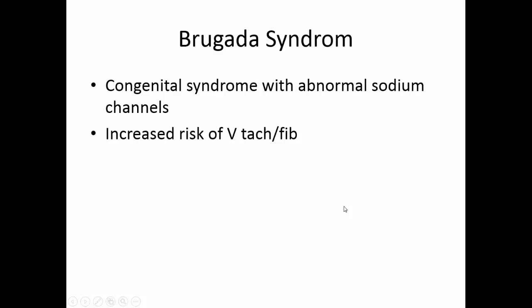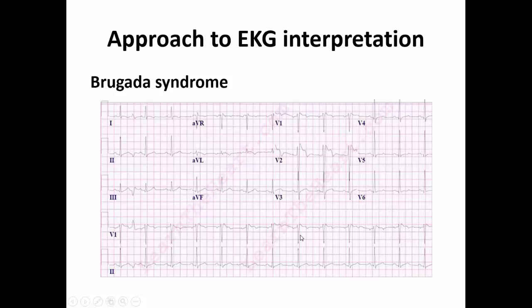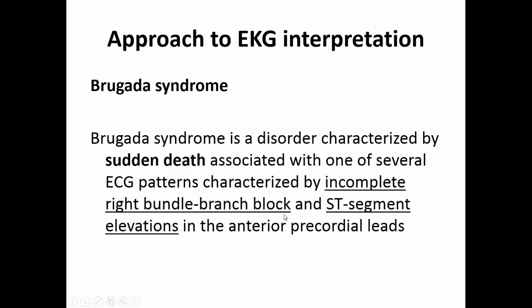Brugada syndrome, you probably won't see this very much. It's a congenital syndrome where you have abnormal sodium channels. The reason why it's important is you have increased risk of VTAC and VFib. Here's an example of Brugada syndrome. Because of these abnormal sodium channels, you get abnormal depolarization and repolarization. So you get this funny-looking ST segment in V1, V2, and I think I have another slide that talks more about the criteria for this. Increased risk of sudden death. You get this incomplete right bundle branch pattern and ST segment elevations in the anterior precordial leads.